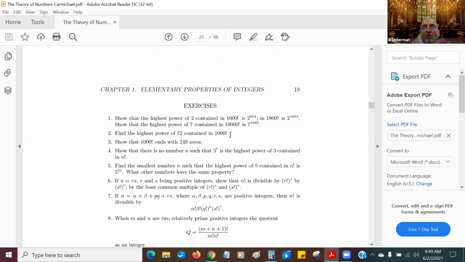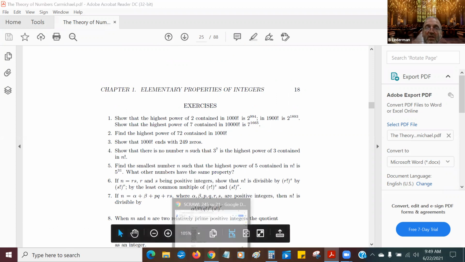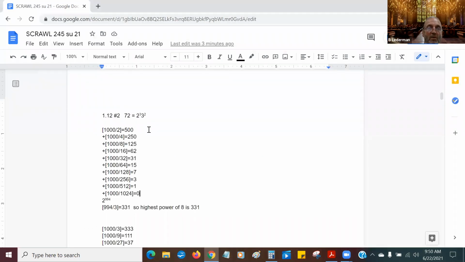Now, 72, as you know, is 2 to the third times 3 to the second. So I have to figure out which there is more of and which there is less of. Whichever is the lesser one is what we're going to be limited by. So if we look at 1,000 divided by 2 is 500, divided by 4 is 250, 125, 62. Again, greatest integer: it's really 62.5, but it's the greatest integer. 31, 15, 7, 3, 1. And from that point on, it's all zeros.